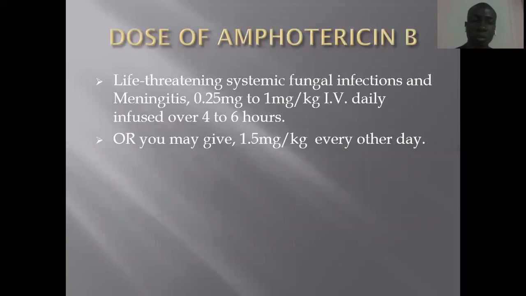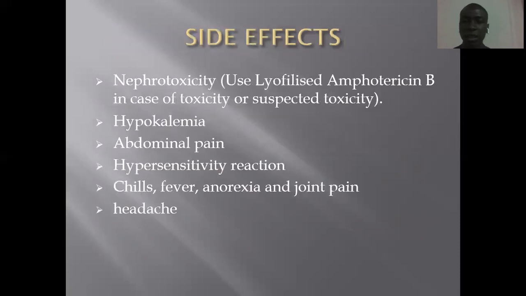Dose of amphotericin B. For less threatening systemic fungal infection and meningitis, you give 0.25 to 1 milligram per kg body weight by IV daily infusion over 4 to 6 hours, or you may give 1.5 milligrams per kg body weight every day.